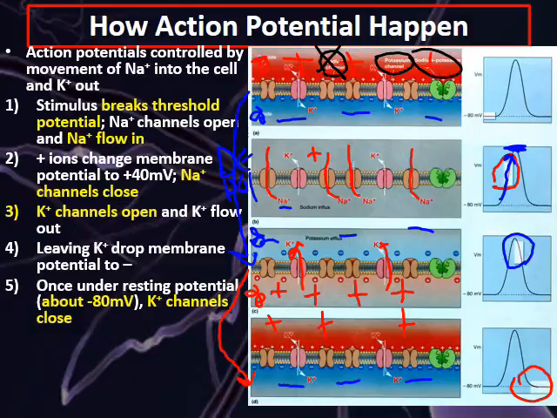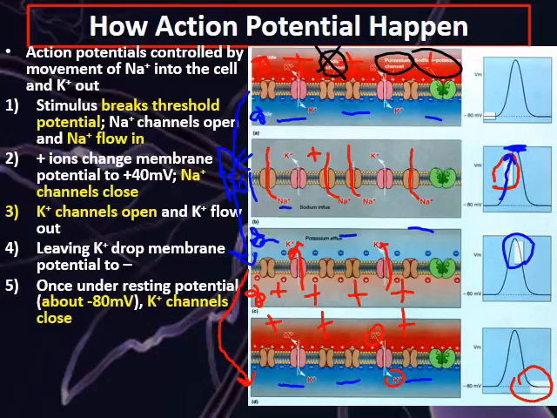When this happens, our potassium channels will close, or there will be an equal exchange of potassium in and out. So we've returned back to our resting potential. So, again, to repeat, we start by being positive on the outside, with lots of sodium ions out here.